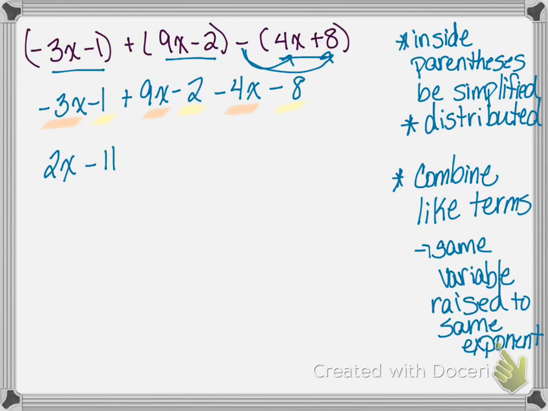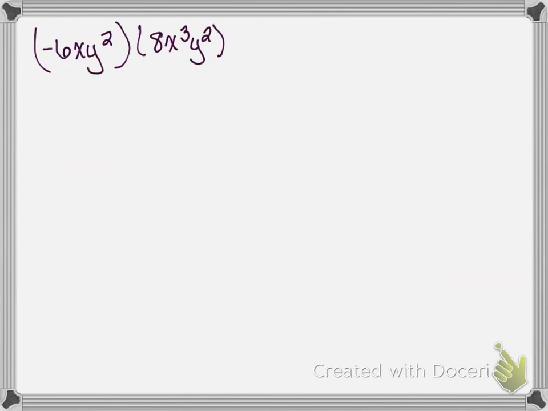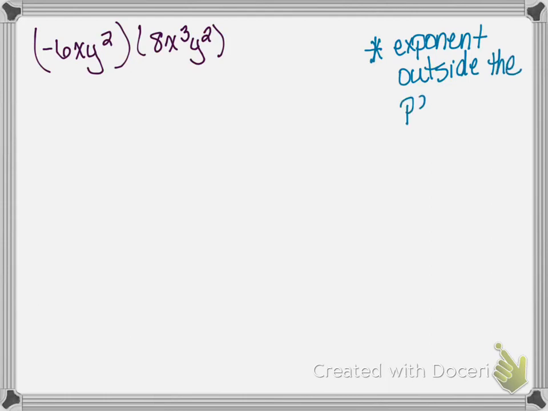Okay. Now our next one, we're going to be dealing with our exponent rules. So this one is minus 6xy squared times 8x to the third y squared. Now, the questions that you ask yourself here, you're looking for an exponent outside the parentheses. So you're asking yourself, is there an exponent outside the parentheses? Okay? And there's not in this situation. Sometimes there is, but in this situation, there's not.